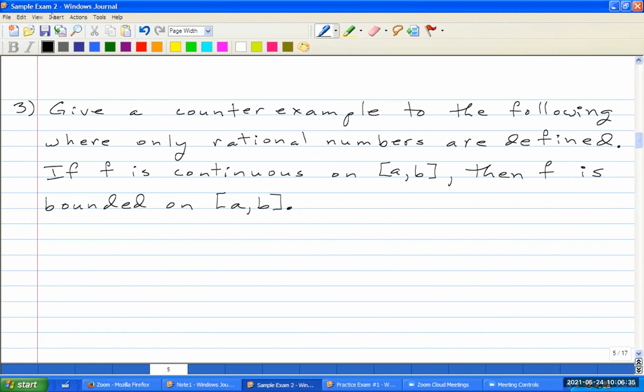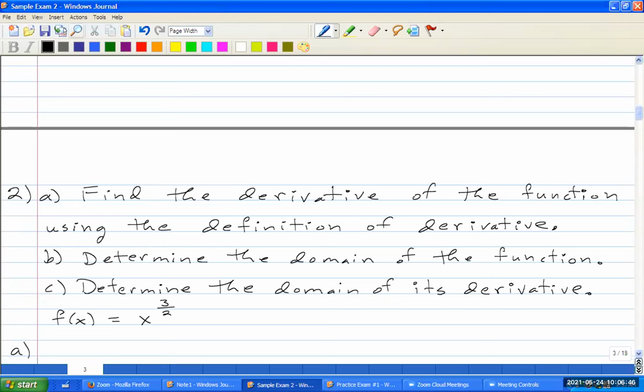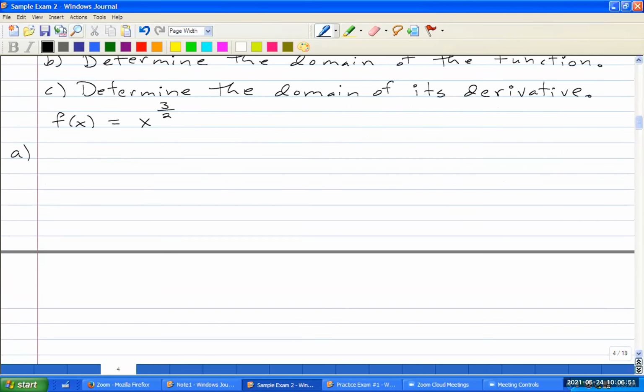Let me insert another page. Okay, so let's do this. Okay, so let's find the derivative using the limit definition of derivative. It's the limit as h approaches 0. So I'm going to use the difference quotient definition of derivative.